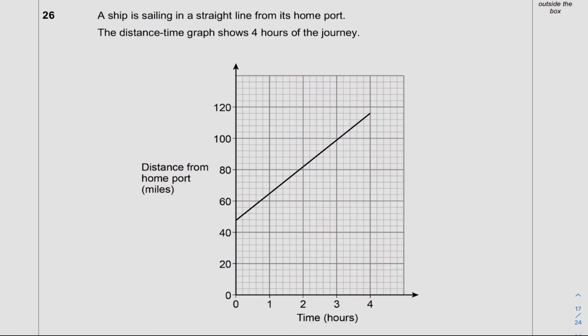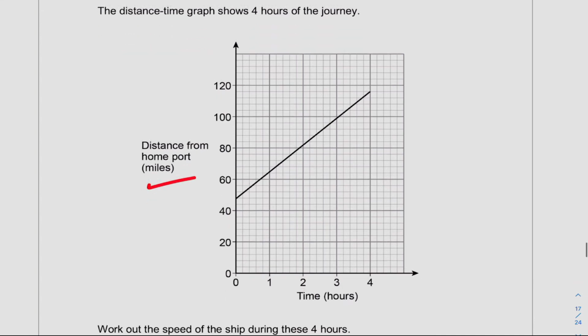Right, okay, so question 26, we are told that there's a ship sailing in a straight line from its home port, and we are given a distance time graph which shows 4 hours of the journey. So from our graph we've got distance and we've got time, and of course it goes from 0 hours up to 4 hours.